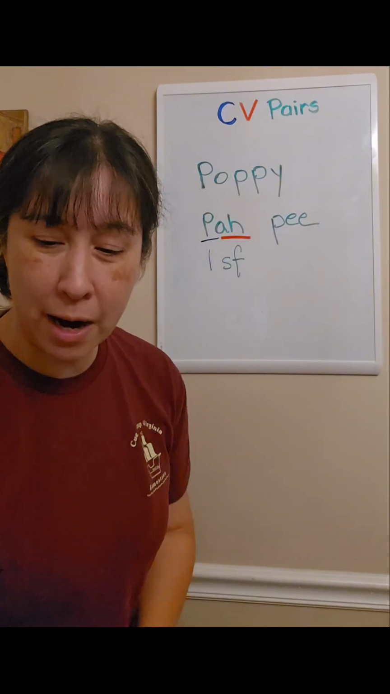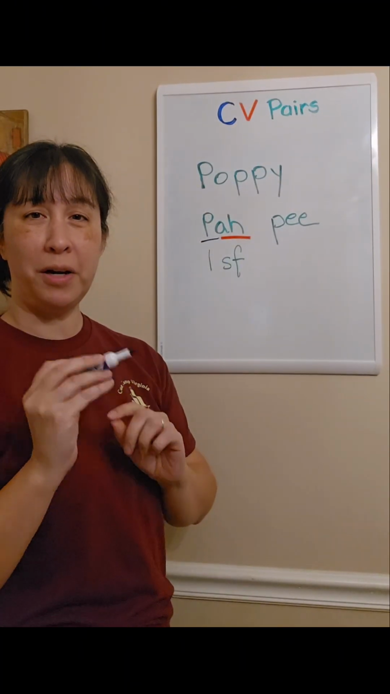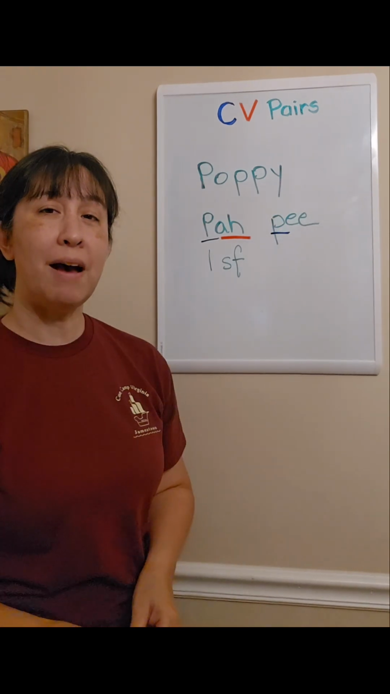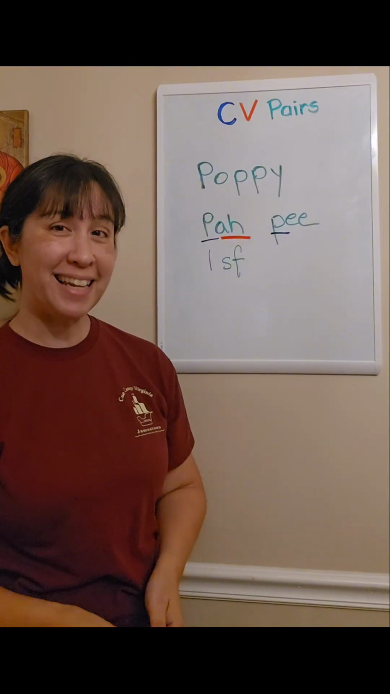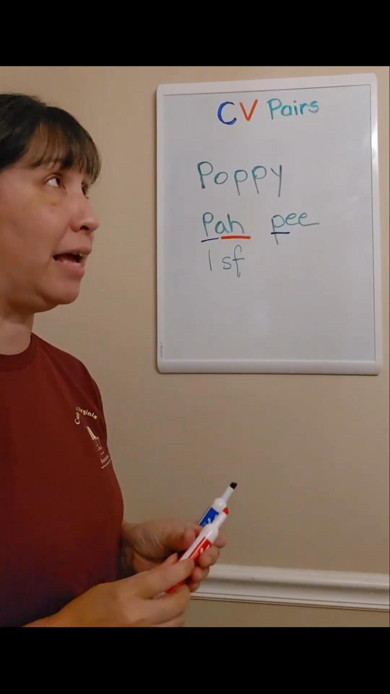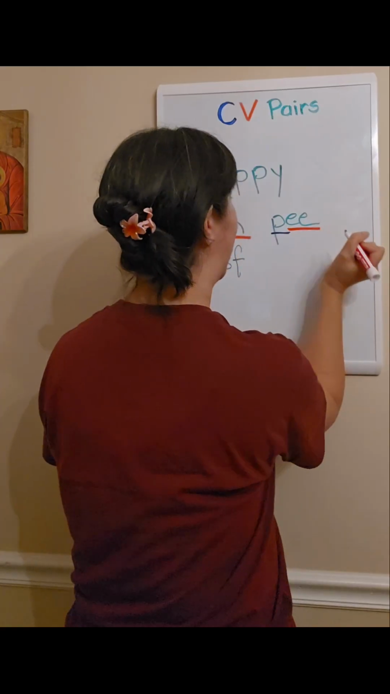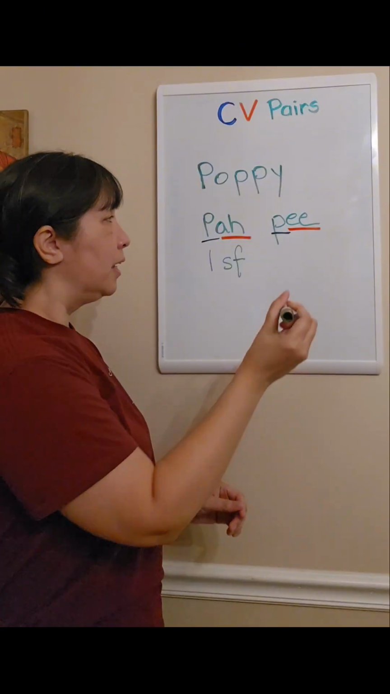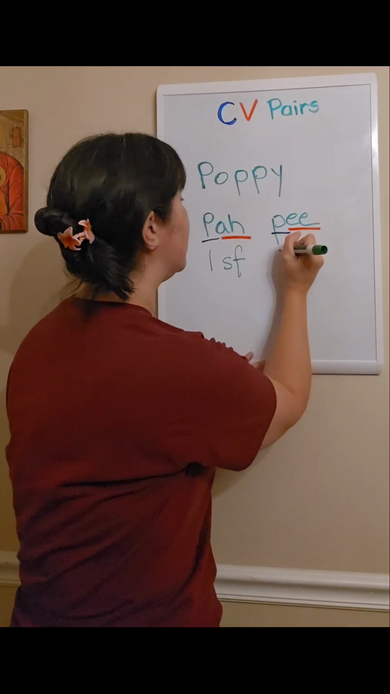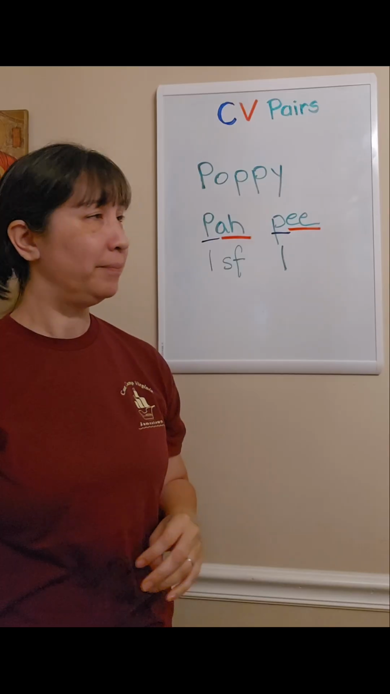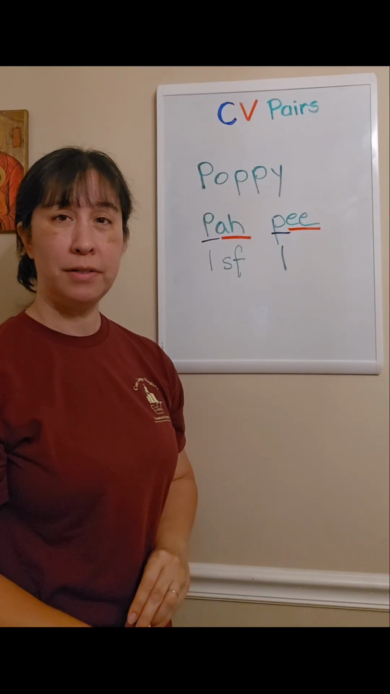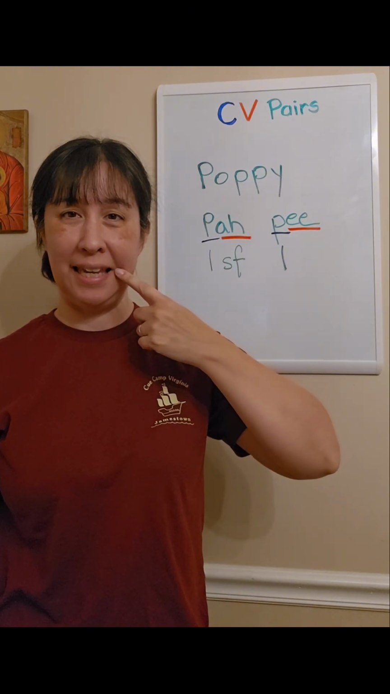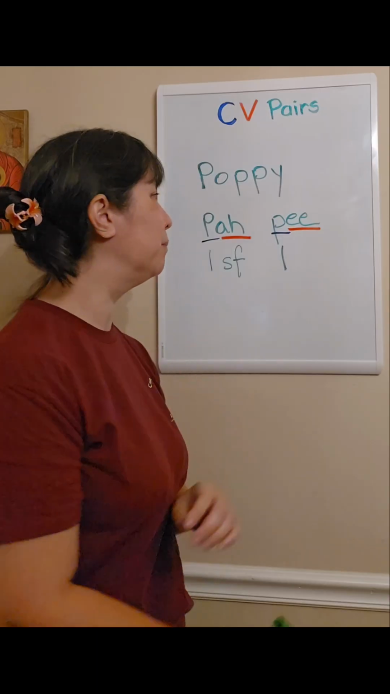Okay, the next CV pair, we have our blue marker again. And we're going to underline this P. It's also a P. And does it have a vowel sound after it? Yes, it does. So we are going to underline that in red. The E sound. Okay. Switch out my markers. The P sound is once again a hand shape 1. But the E vowel is at the mouth position. So it looks like pee. Hand shape 1 at the mouth. All right.